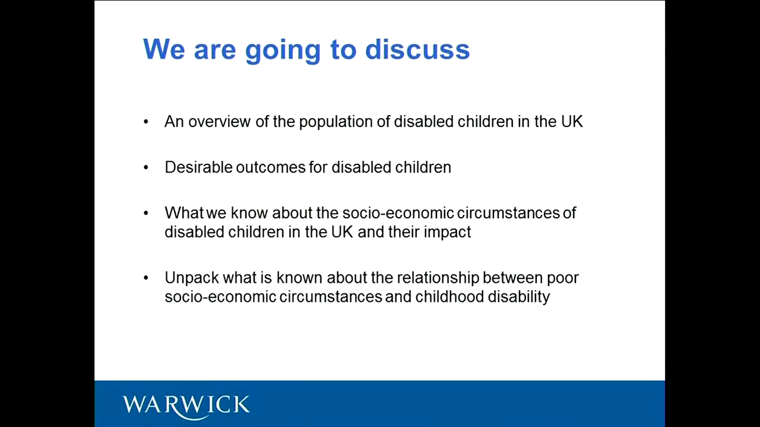So what we're going to do today is have a broad brush look at an overview of the population of disabled children and the circumstances in which they live, what we know about the socio-economic circumstances of disabled children in the UK, what the impact of those circumstances is, and some desirable outcomes for disabled children. You'll have your own views on that. We're also going to unpack quite quickly what's known about the relationship between poor socio-economic circumstances and childhood disability.